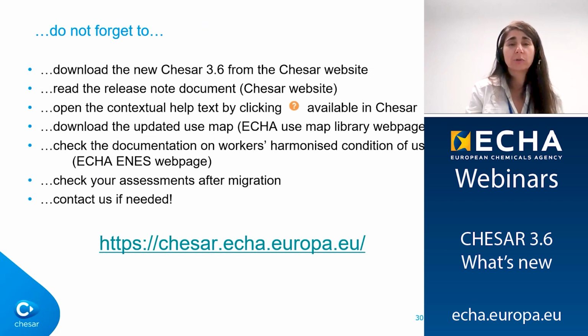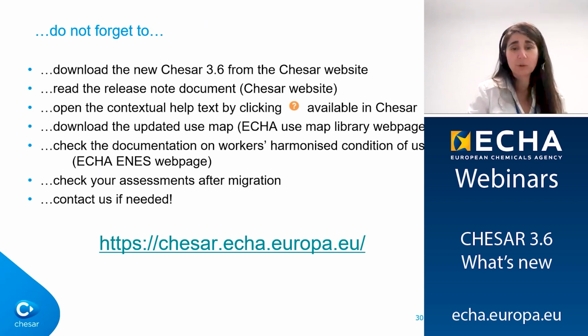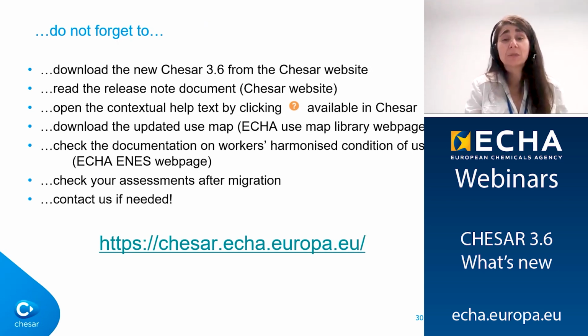And finally, you should not forget to download the new Chesar 3.6 from the Chesar website, to read carefully the release note document, still available in the Chesar website, to open the contextual help inside the application by clicking the orange question mark at any place in Chesar. Download the updated use map from the use map library webpage. Check the documentation on workers' harmonized condition of use that has been published in the ECHA ANS webpage. Check your assessment after migration so that you ensure that no changes or that some changes need to be performed in case of external tool assessment.